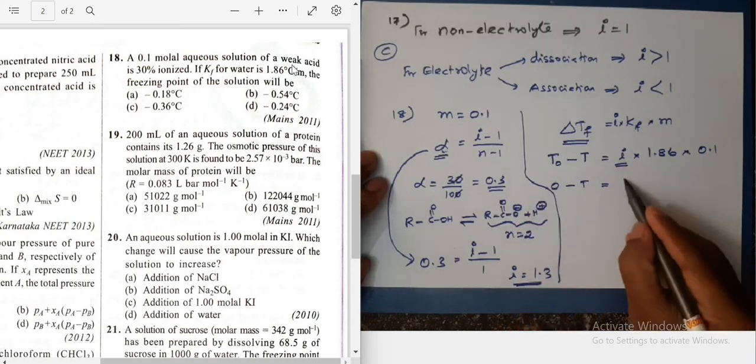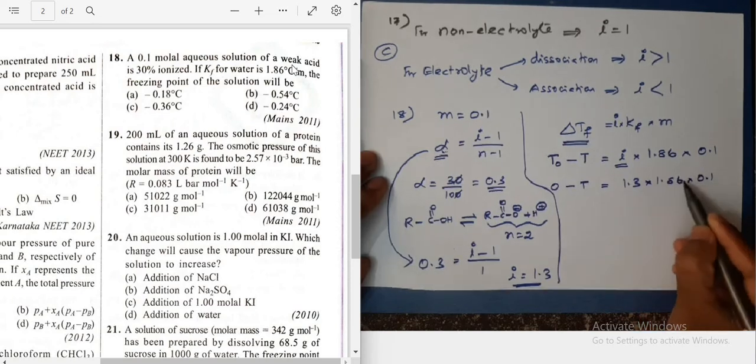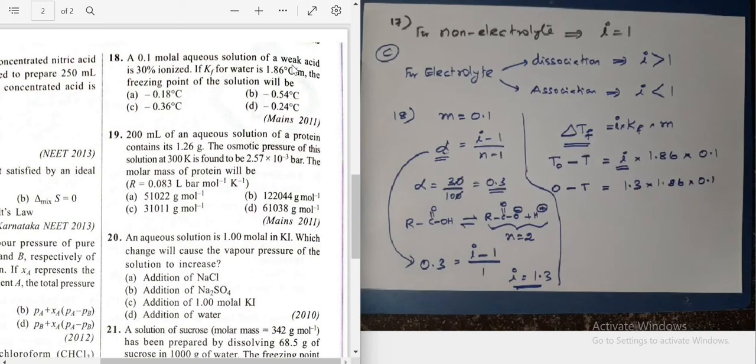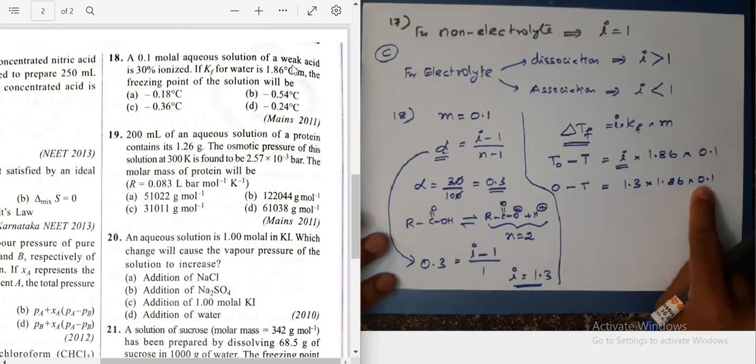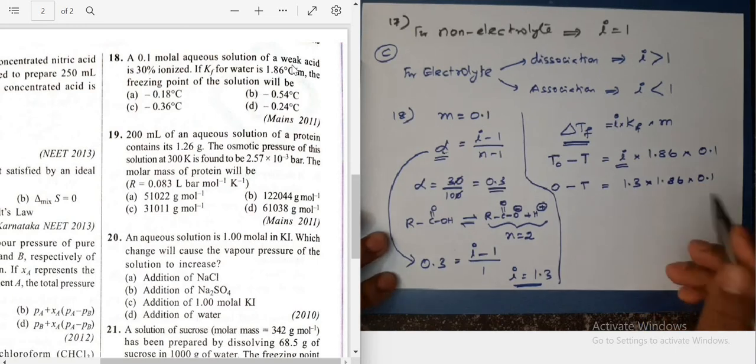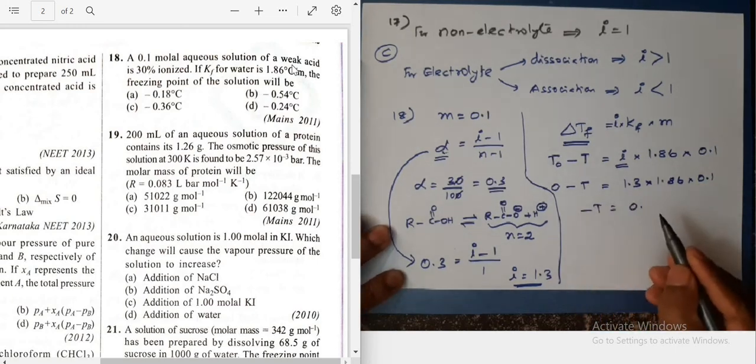Substitute this value here, 1.3 into 1.86 into 0.1. Students, is this clear? Any doubt? They did not mention what that weak acid is. They didn't give that information, so I am assuming that it is a monobasic acid. Take 2. If you multiply 1.3, 1.86, 0.1, you will get the answer as minus T equal to 0.24.